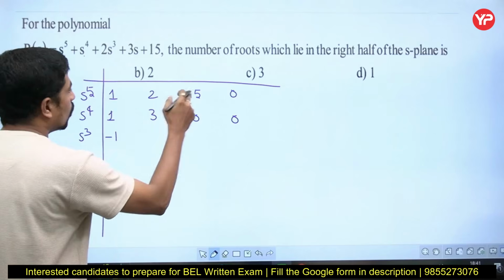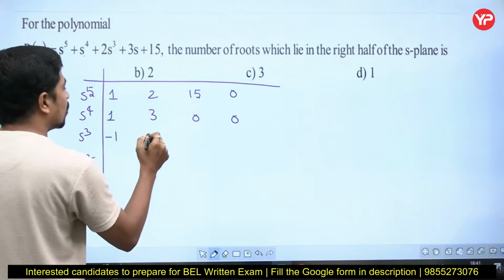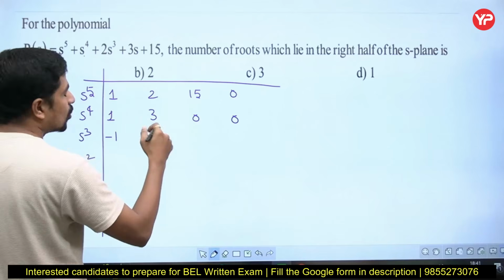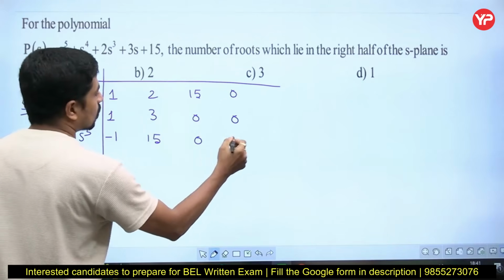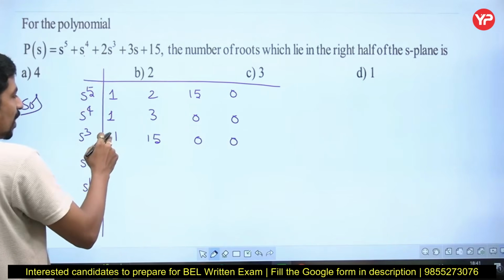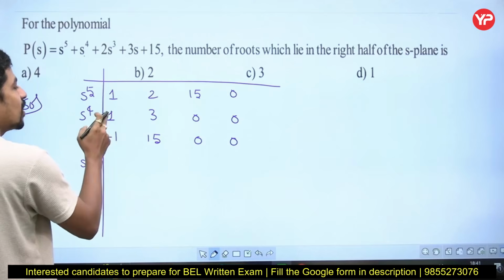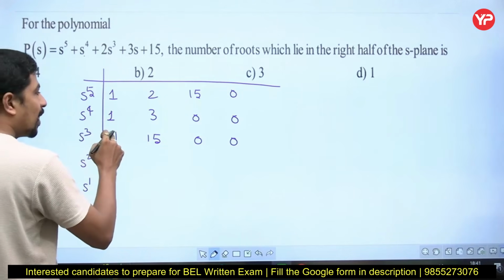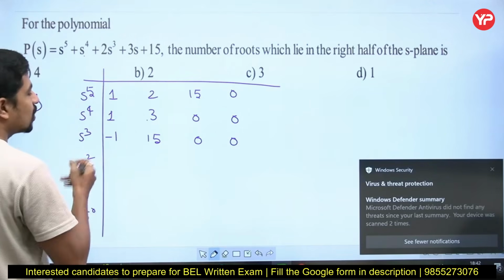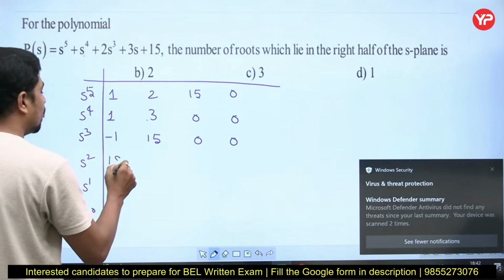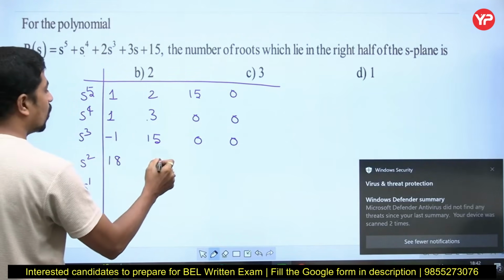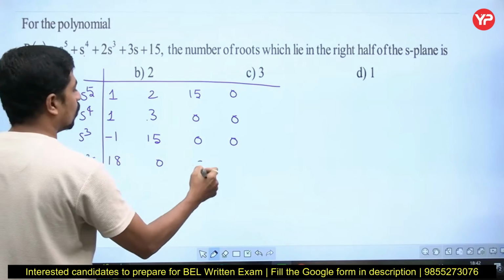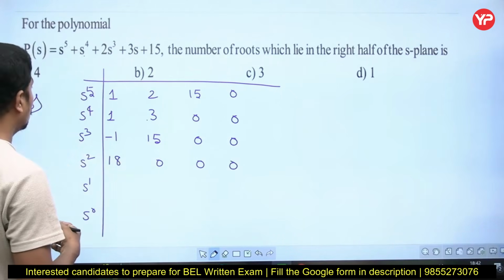Next this way, 1 into 15, 15 minus 0 by 1. This is 15, right? 1 into 0, 0. Minus 1 into 0, 0 by 0 minus 0, 0 by 1 is 0. This is also 0. Next, minus 1 into 3. Minus 3, minus 3, minus 15, minus 18. I repeat, minus 3, minus 15, minus 18 by minus 1. This will be 18. Yes. Now how much is this? This is 0. This is 0. Right? Yes or not?